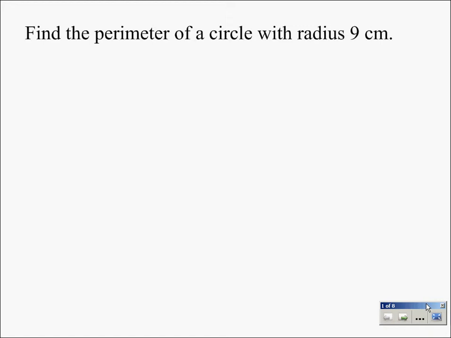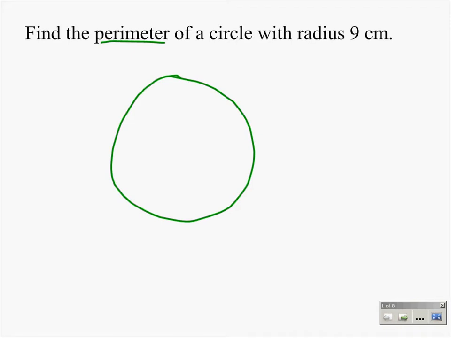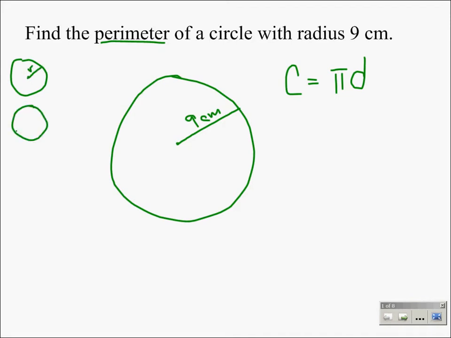Let's quickly review just finding the perimeter of a circle. Again, perimeter meaning the distance around the outside, circle, so I have my circle, radius meaning halfway across the circle, my radius of 9. Remembering that perimeter means the same thing as circumference, and our formula for circumference was pi times diameter, where diameter, if we remember, radius is halfway across the circle, and diameter is all the way across the circle.